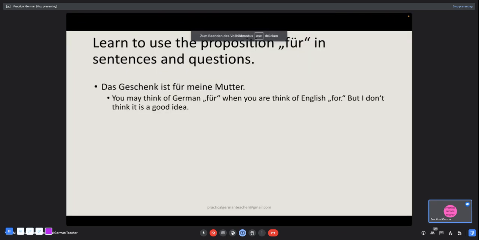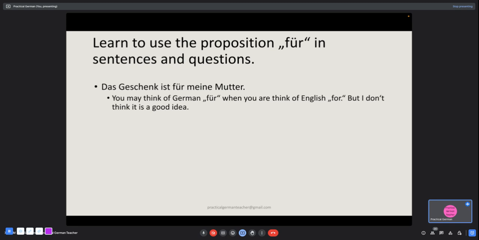But what I want to remember is that when you use für, what comes after für is accusative. Okay, so das Geschenk ist für meine Mutter is obvious. Geschenk is gift, for my mother. If it was father, what would it be? What would the sentence be?